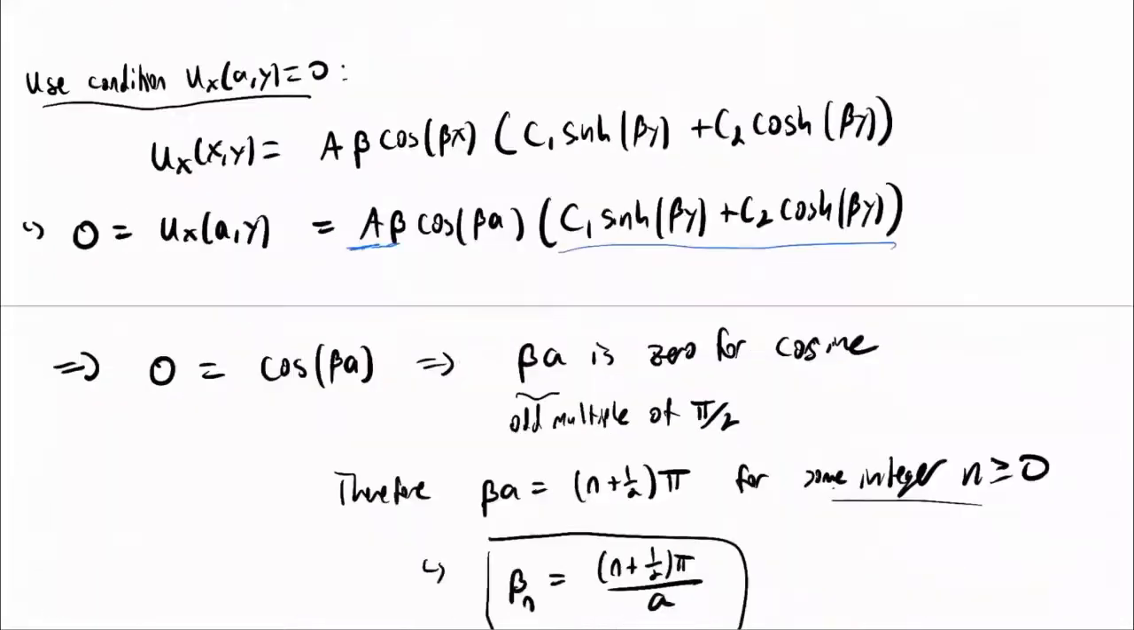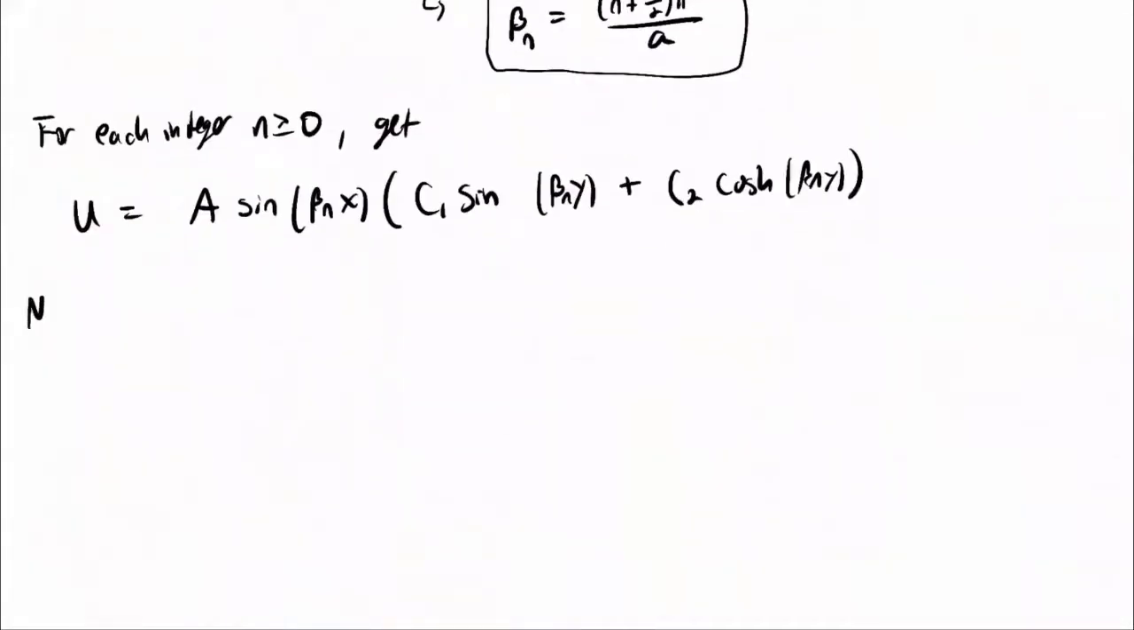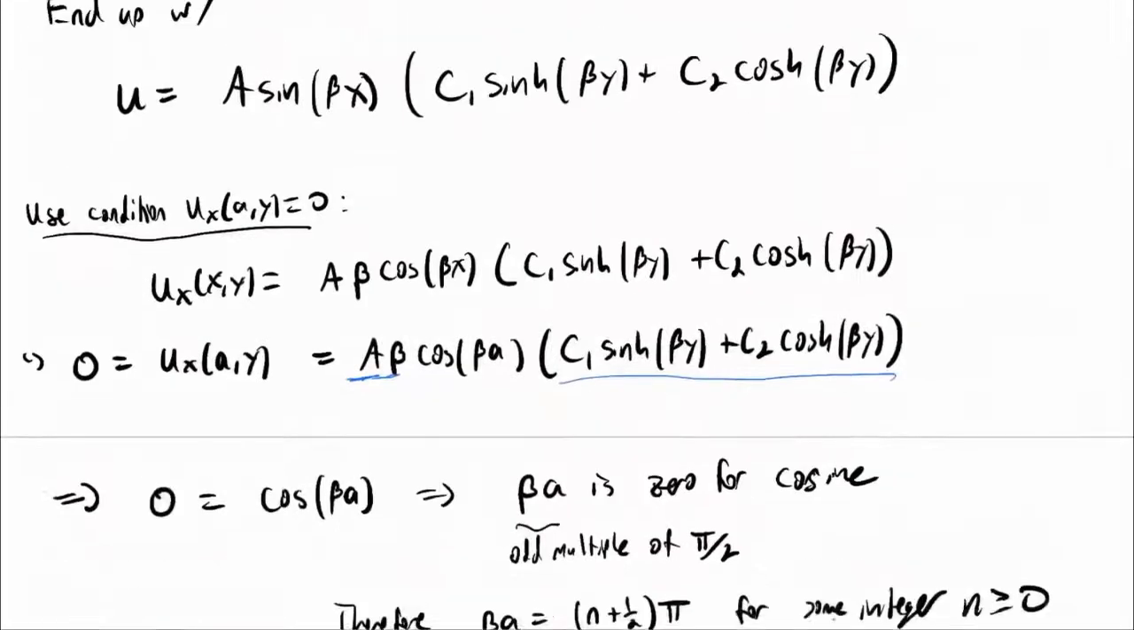So next, we're going to use the Robin condition, which is u of, excuse me, let me remind myself.